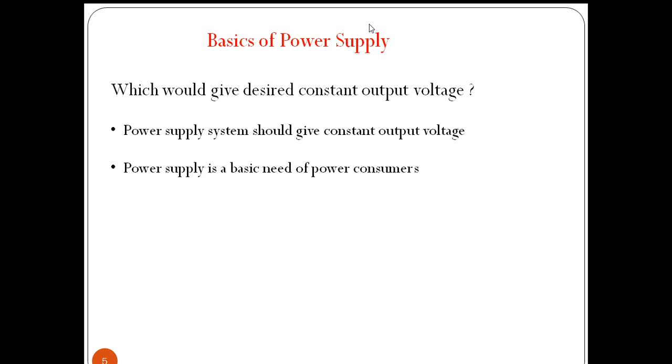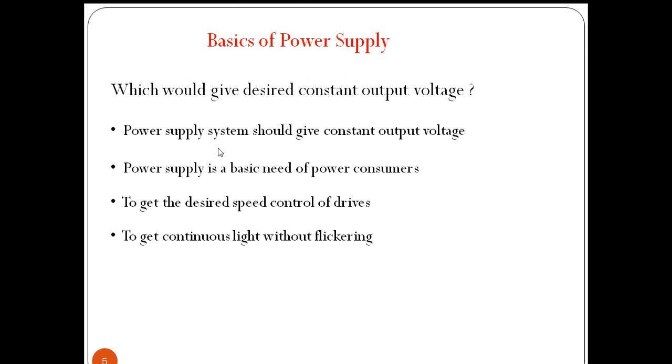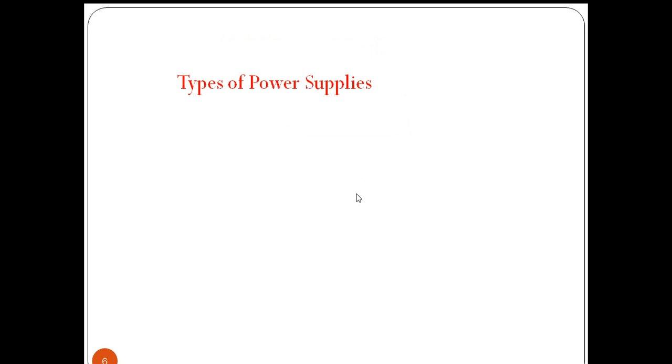So what is the basics of power supply? The power supply system should give a constant output voltage, and it is a basic need of power consumers to get desired speed control of drives, to get continuous light without flickering. So for these requirements, we are using a power supply.